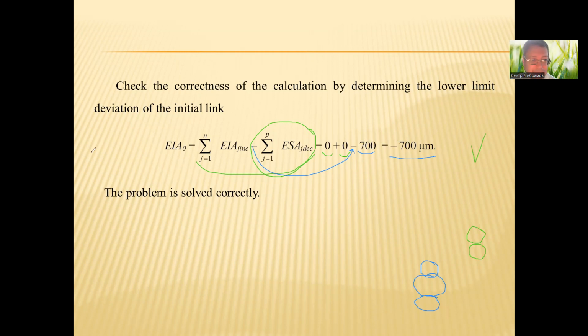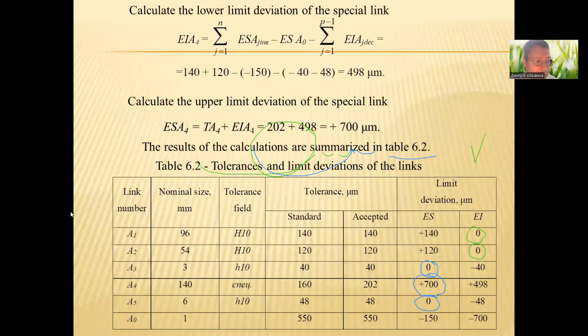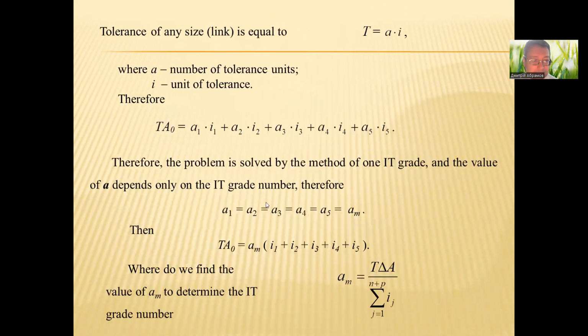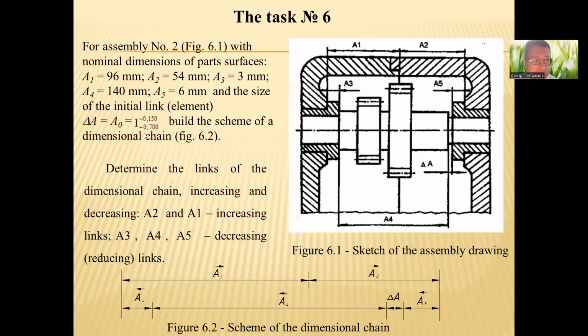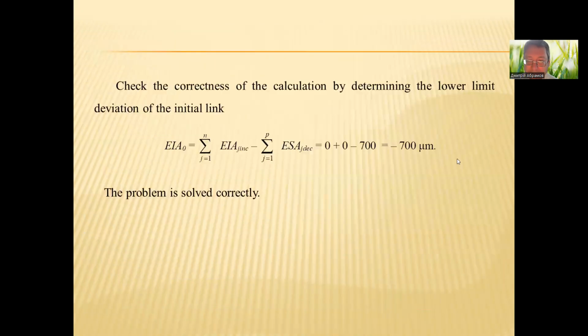Let's see this parameter from our task. In our task, the lower limit deviation of initial link is minus 0.7 millimeters or 700 micrometers with minus. So what we can say? We can say that minus 700 micrometers, the problem is solved correctly.